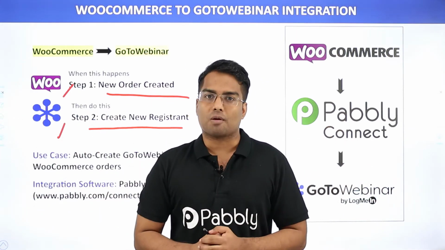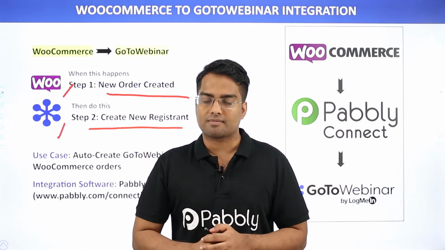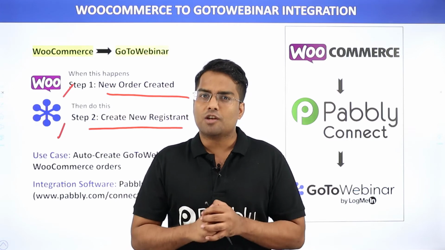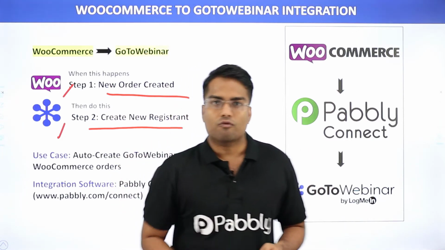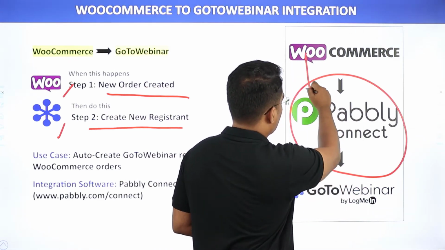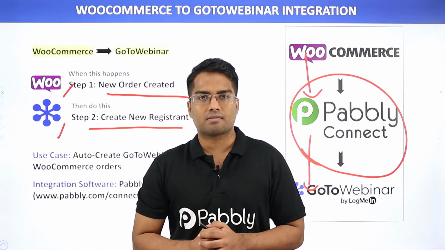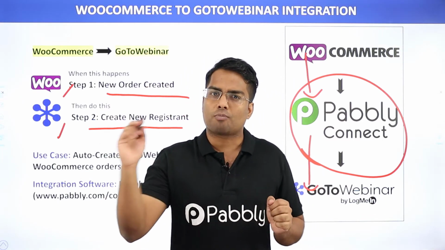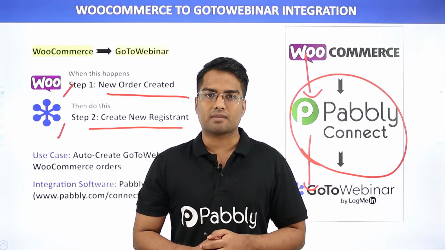But there is one minor problem. There is actually no integration between WooCommerce and GoToWebinar. In cases like these, we need to bring a third app to connect them both. So in this video, we will use Pabbly Connect to integrate WooCommerce and GoToWebinar. And the best part of using Pabbly Connect is that there is no need for coding skills or programming knowledge. It can be done easily. Let me show you on my screen.